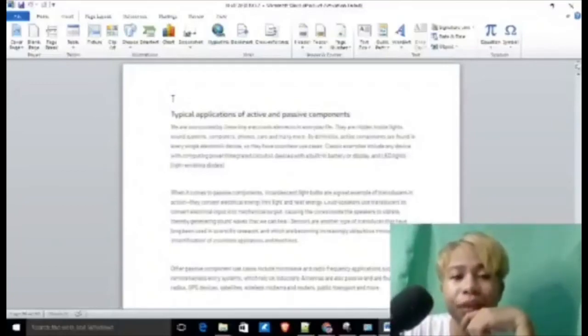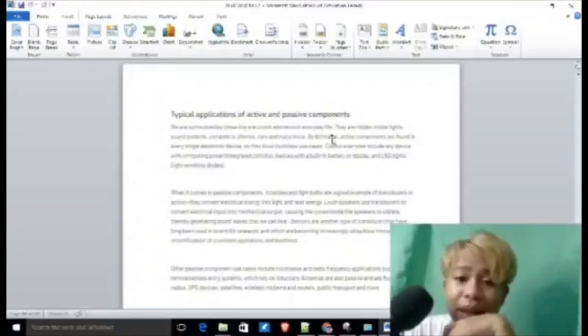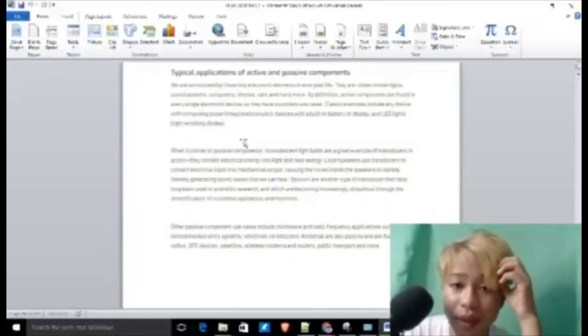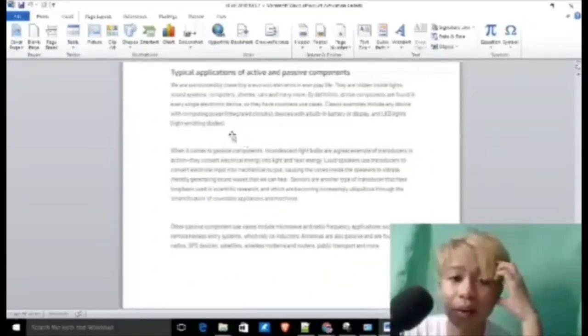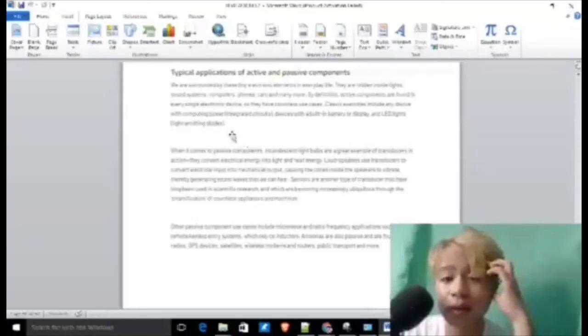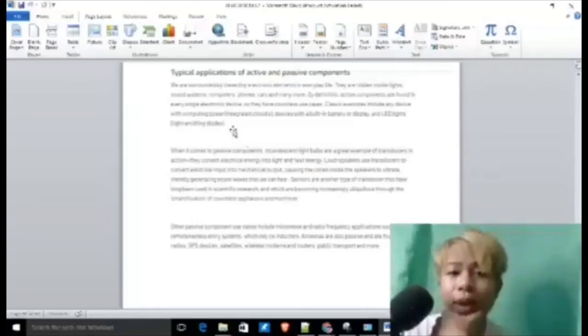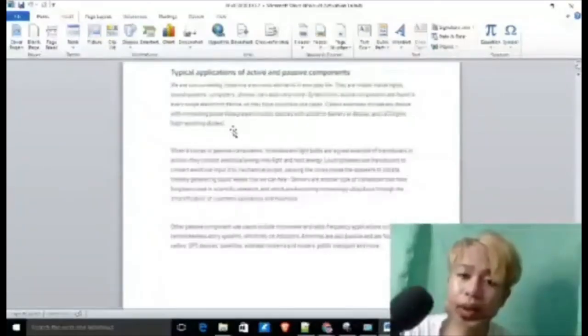Typically, applications of active and passive components. We consider that we are surrounded by these tiny electronic elements in everyday life. They are hiding inside lights, computer systems, homes, cars. Active components are found in a single electronic device, so we have countless use cases. Classic examples include devices with computing power and integrated devices with built-in battery or display, and LED lights, emitting lights.